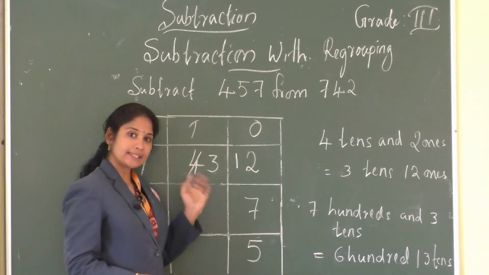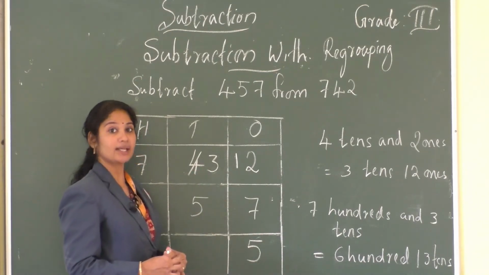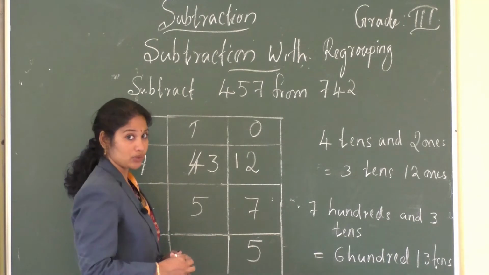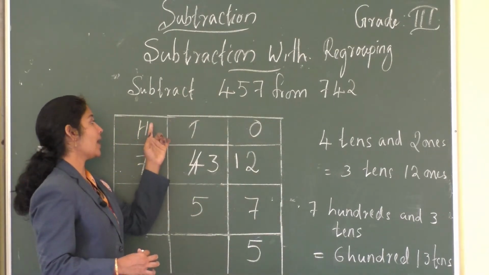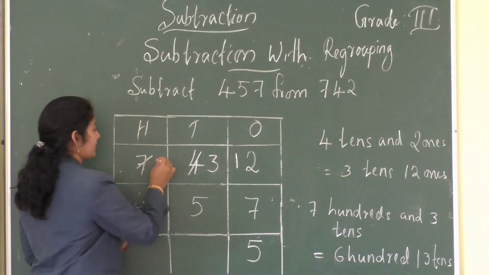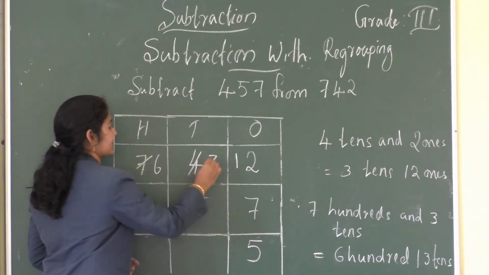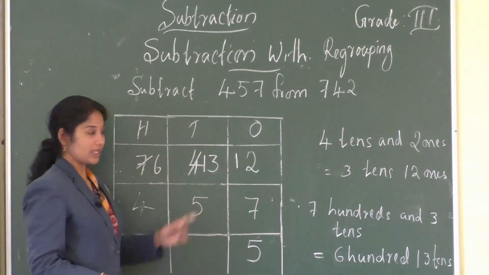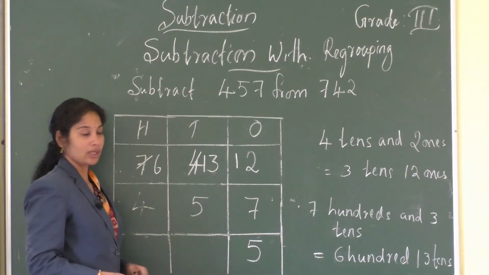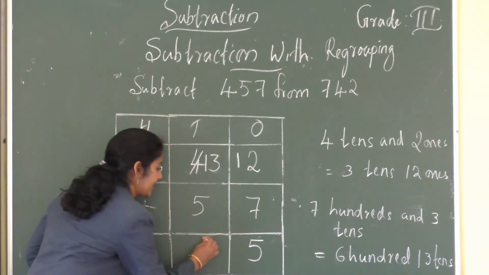Next, we have to check tens place. We have 3 and 5. Yes, 3 is smaller than 5. So, we have to regroup. We have to take 100 from the hundreds place. So, 7 becomes 6 hundreds and 3 tens becomes 13 tens. So, we have here 13 and 5. We have to subtract 5 from 13. So, 13 minus 5, 8.